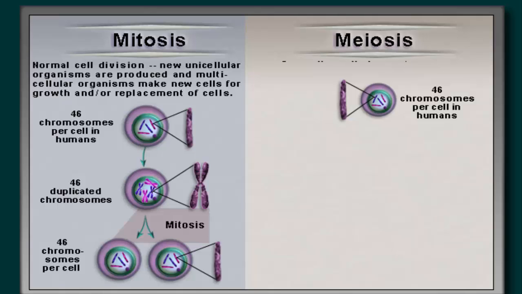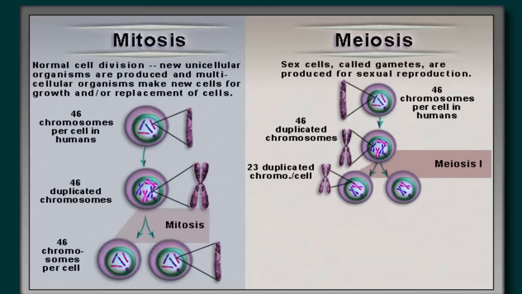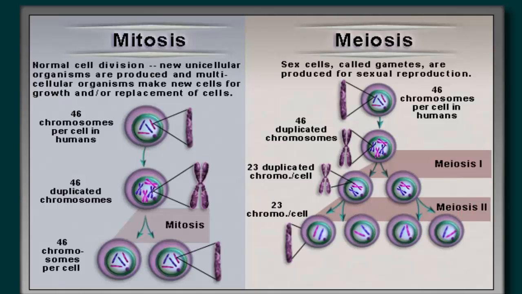Meiosis, on the other hand, represents a very different type of cell division. Meiosis produces new cells with exactly half the number of chromosomes that were present in the parent cell. In meiosis, the chromosomes are duplicated once during interphase, just like in mitosis. However, unlike mitosis, the chromosomes and the cell divide once during the process, called meiosis 1, and once again in meiosis 2, to yield 4 cells with half as much genetic material as the original parent cell.